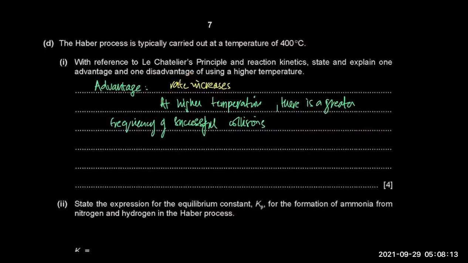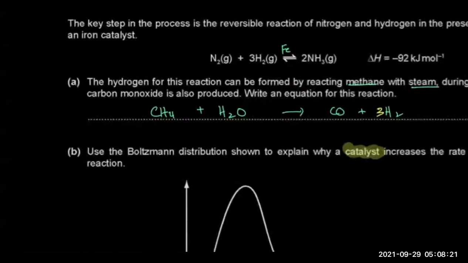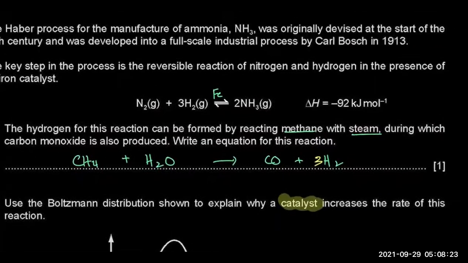Okay. What's the disadvantage? Yes, because it's an exothermic reaction, remember? The backward reaction is endothermic, so when you're providing excess heat, it'll want to take up that heat. In other words, the backward reaction will be favored, so you'll have a lower yield.